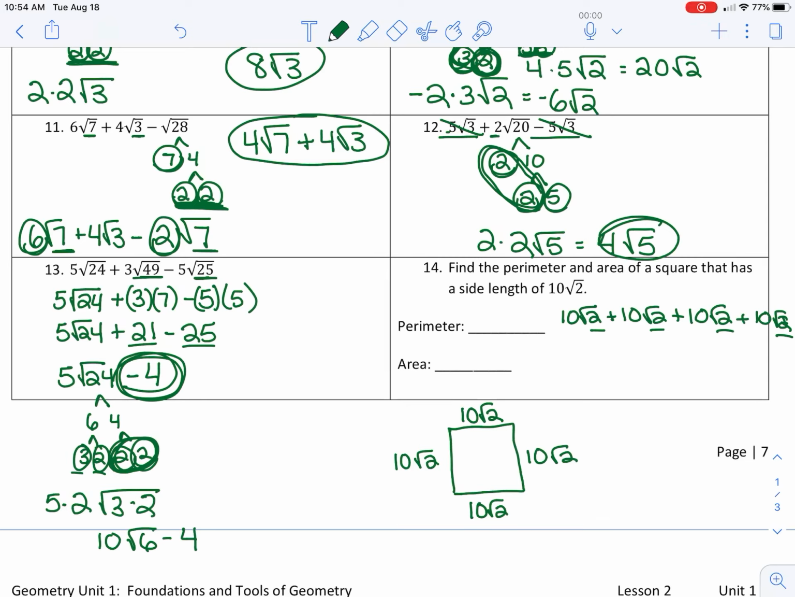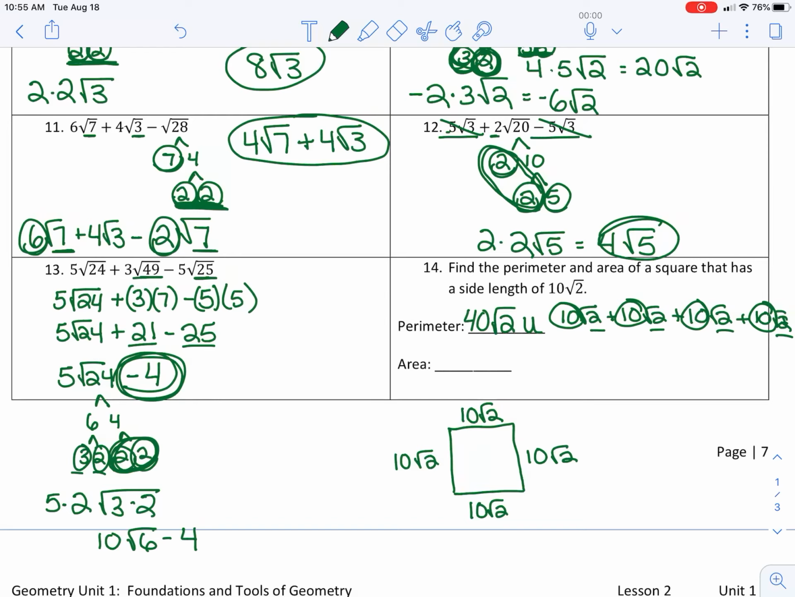Those are all like radicals. So I'm just going to add up my fronts. So I'm going to say 10 plus 10 plus 10 plus 10 gives me 40. My radical stays the same, root 2. And since we are talking about a distance, with perimeter, we just use like centimeters or inches or feet or something like that. And since we're not given that, I'm just going to say units. So I'm just going to put a U for units, whatever our unit is.